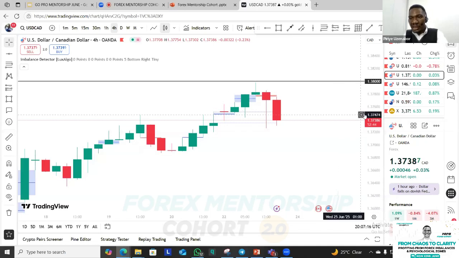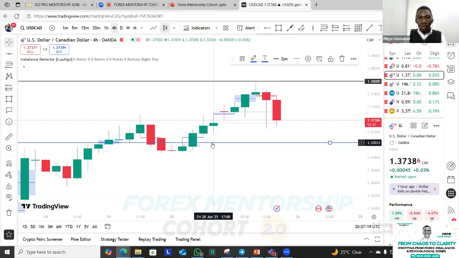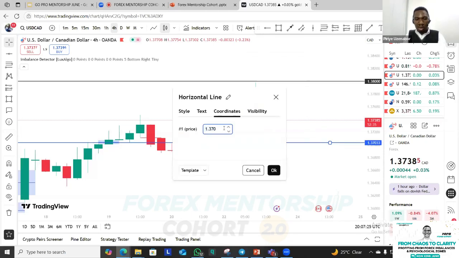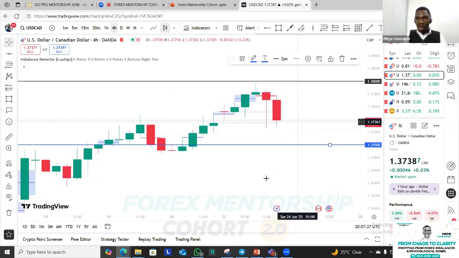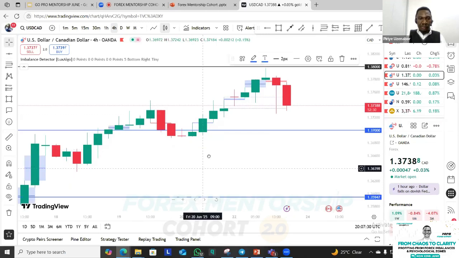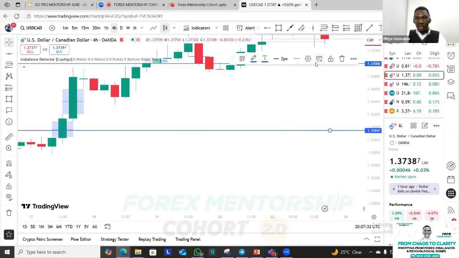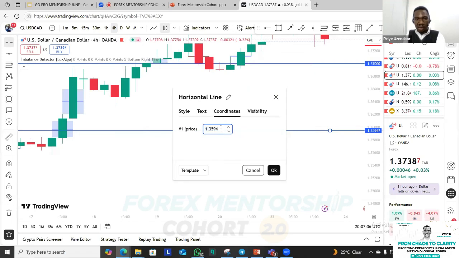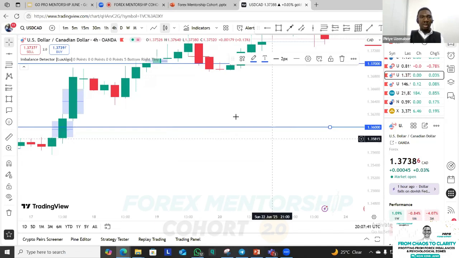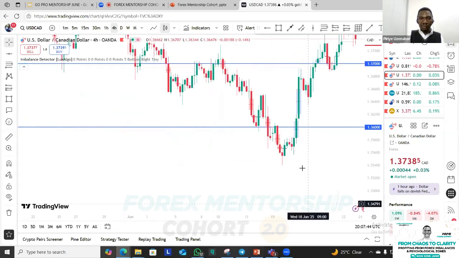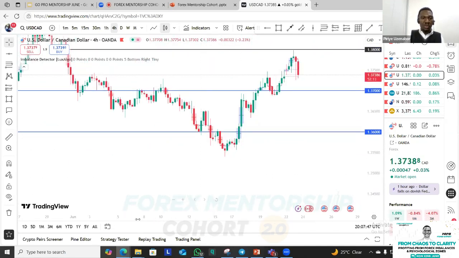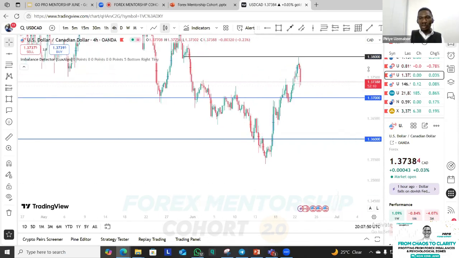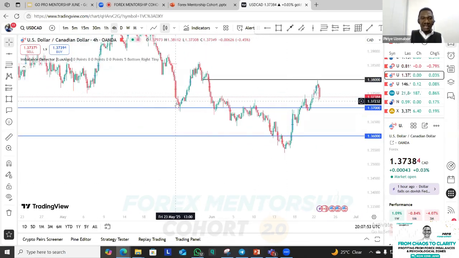Then we have this 1.3800. Let me just draw 3 more. 3,700. Okay, let me draw just one more again. 3,600. Let's do 3,600. Good. So if we zoom it out, just these three that I've drawn, you see the consistency. Price came to the psychological level. What happened? Look at the reaction.